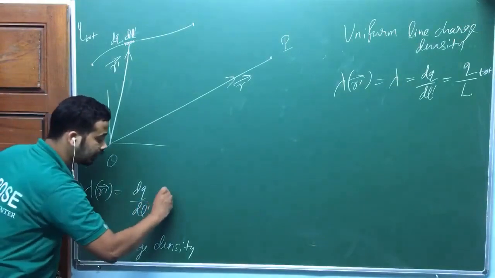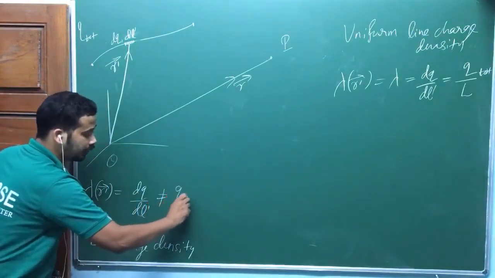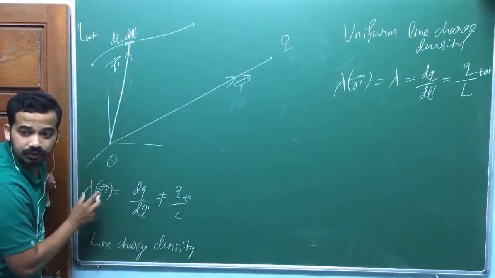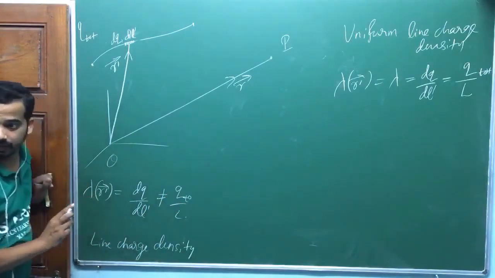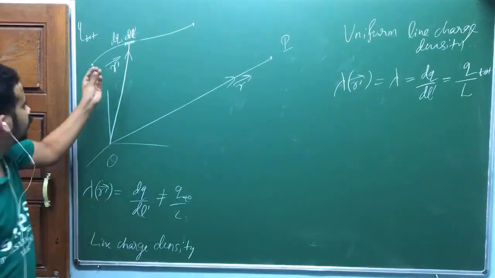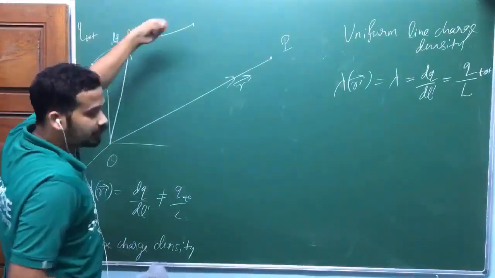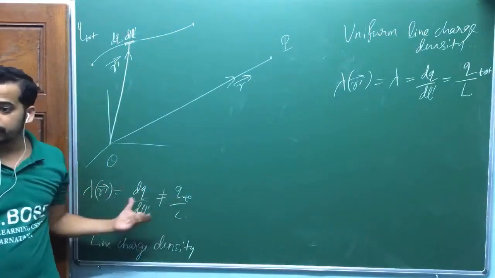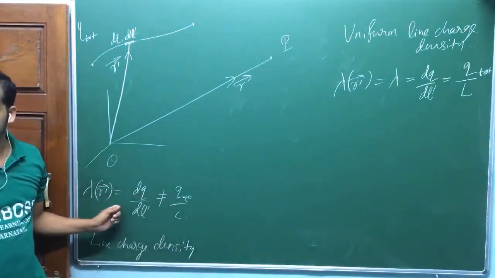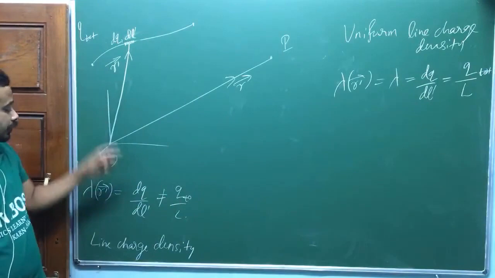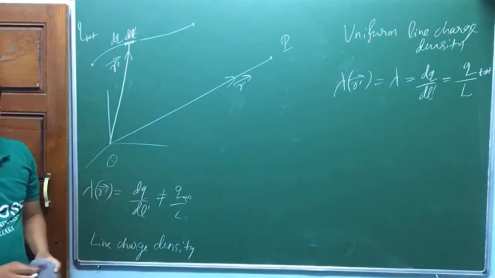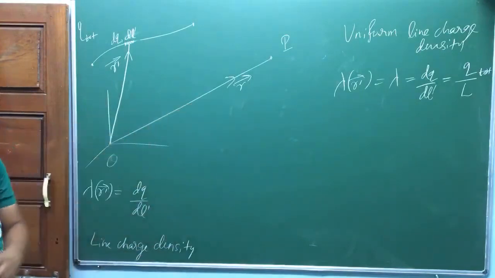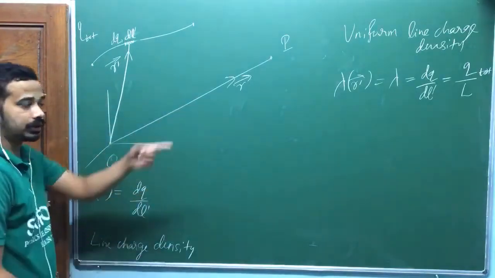So in this case, you can't write total charge by total length. If charge densities are non-uniform, you can't write like this. You have to take a portion because at different positions that ratio is different. That is the meaning of non-uniform. Are you getting my point? If charge density is non-uniform, at different portions these ratios are different. In the most general case, you write like this. In the special case, where you have uniform line charge density, you can write like this.